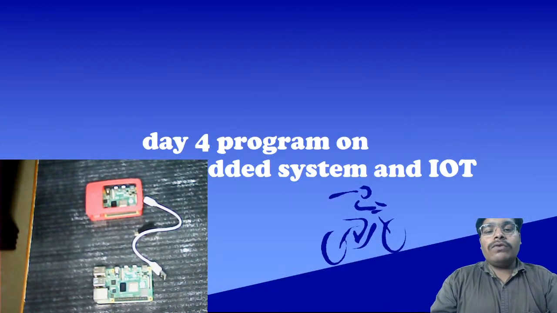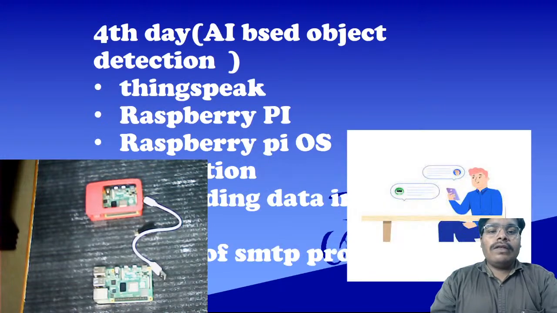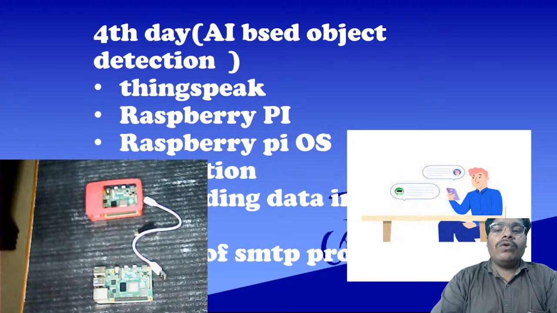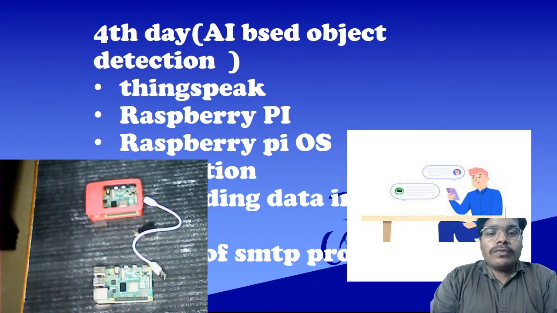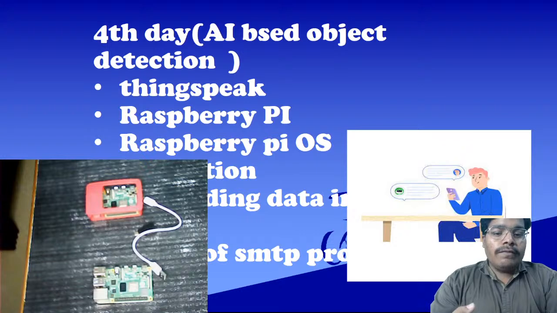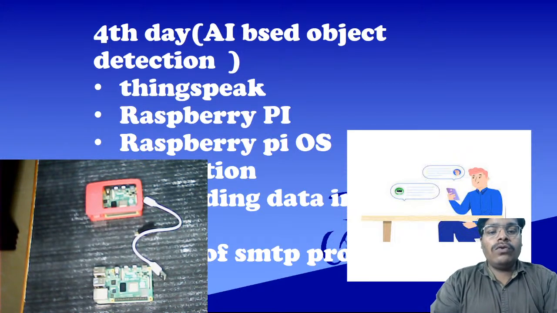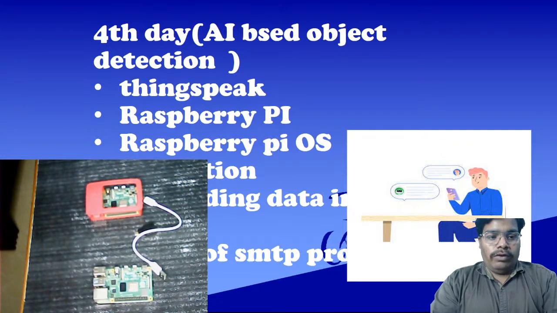Welcome to the day 4 session in embedded systems and IoT. What we are going to discuss in today's class is ThingSpeak and also Raspberry Pi, how we are going to dump the Raspberry Pi OS, like how we are going to install the Raspberry Pi OS onto our Raspberry Pi SD card, and how we are going to upload the data into our ThingSpeak cloud, and usage of the SMTP protocol. I know you are all aware of the SMTP protocol, right? With the help of this Raspberry Pi, we are going to send a mail to a person through Python coding.